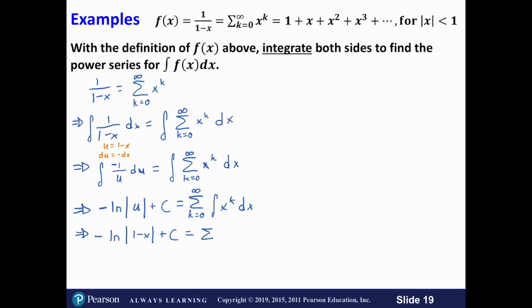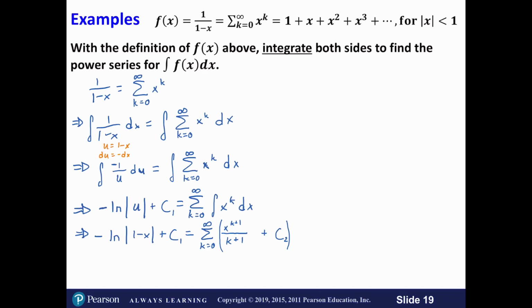And over here, we have the sum from k equals 0 to infinity. The integral of x to the k is just going to be x to the k plus 1 divided by k plus 1, and we can go ahead and say plus c. Technically, this whole thing is inside of a parenthesis right here. So let me call this first c over here c1, and let me call this one c2.